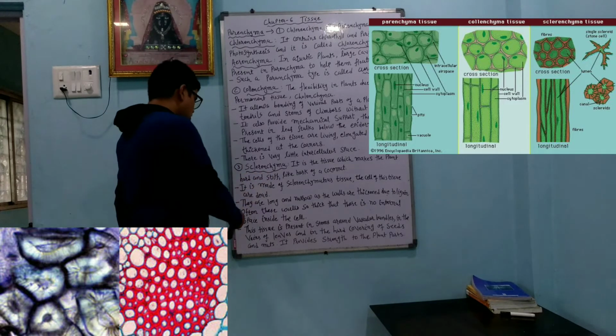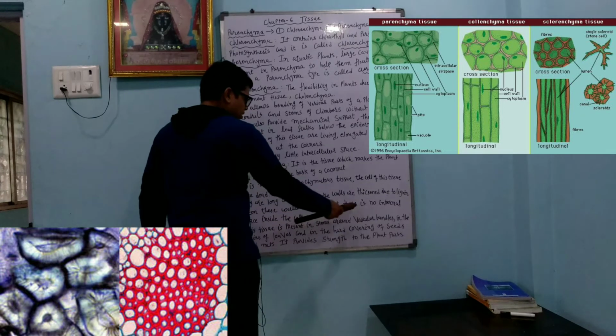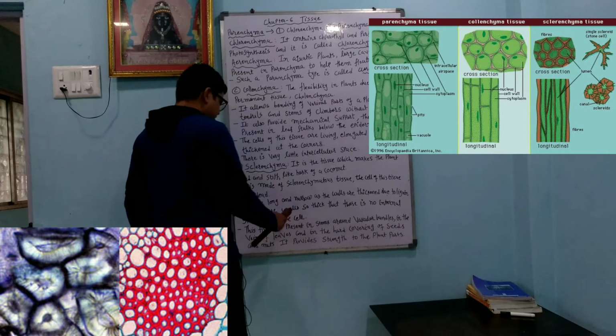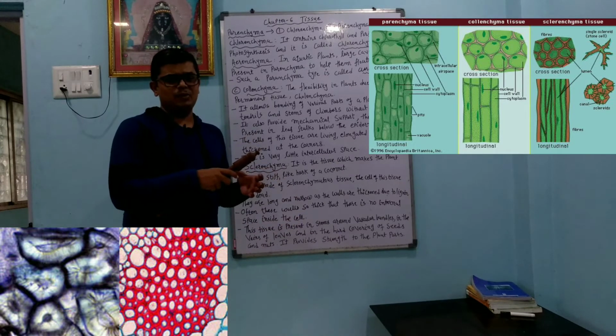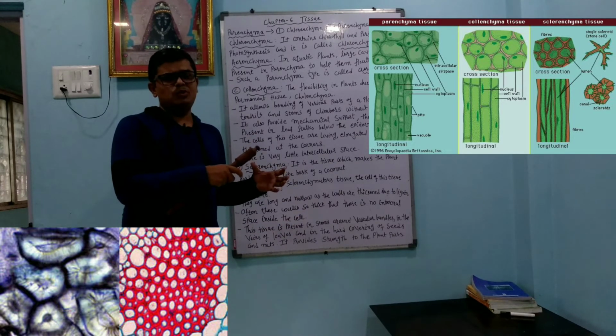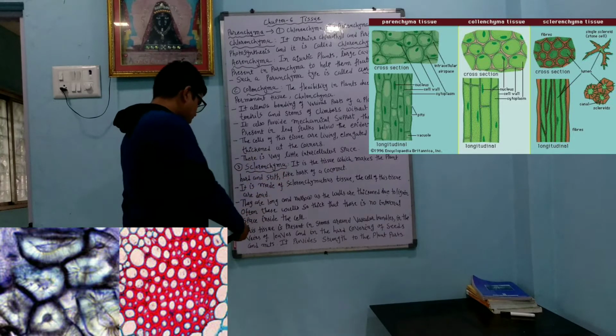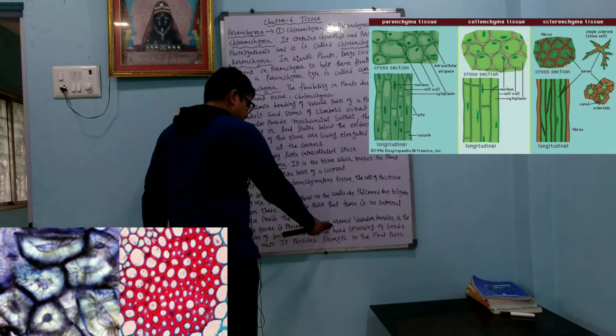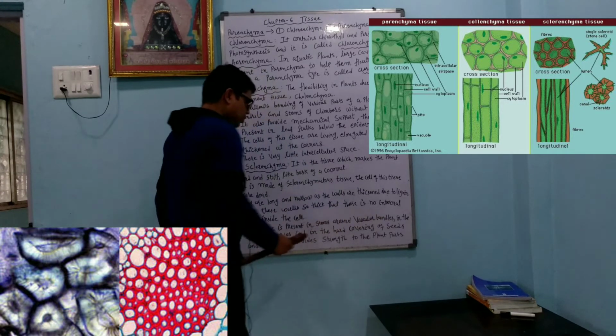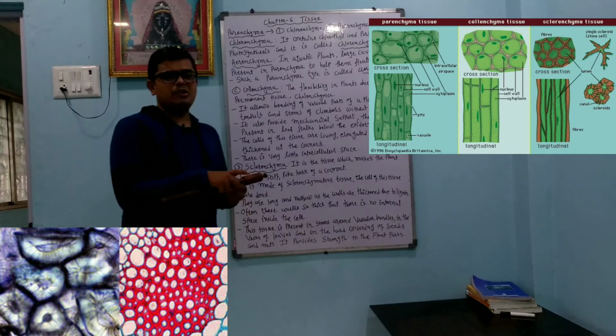Often this wall is so thick that there is no internal space inside the cell. Because of that, the wall is thickened, and no space is present. This tissue is present in the stems around the vascular bundle.